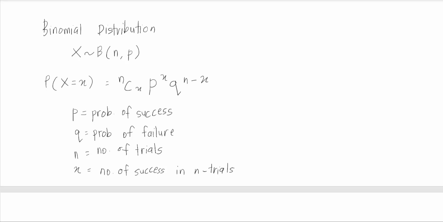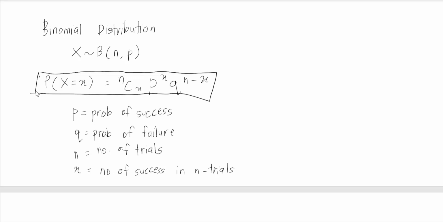Okay, now we proceed to more examples on the binomial distribution. Before that, I would like to repeat what the binomial distribution is. When we talk about the binomial distribution, we have these notations. So this is the formula. When we want to calculate the probability by using the binomial distribution, this is the formula.